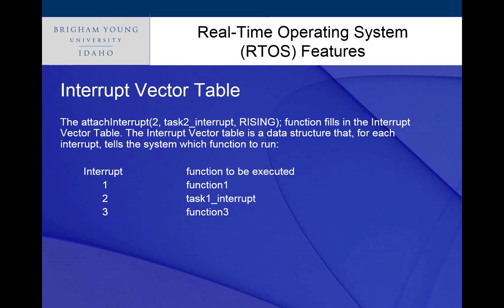So here's an example of what our interrupt vector table might look like after we run the attach interrupt function the way it's defined here. So we haven't defined interrupt 1 or interrupt 3, but interrupt 2 is defined, and it's connected to the task 1 interrupt function. So we know that when that interrupt occurs, we're going to go out and execute that function in memory.